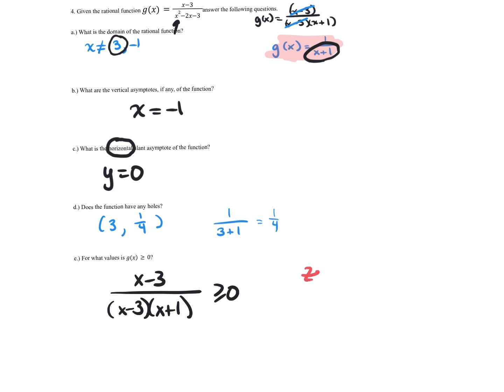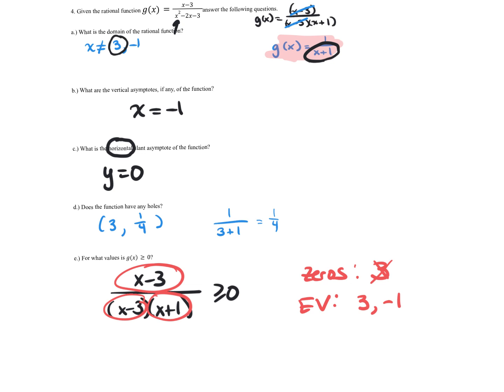So our sign chart, we look for zeros and we look for excluded values. Now in this case, zeros would be what makes the top 0, which is 3. And excluded values are what makes the bottom 0, which is 3 and negative 1. Now since 3 appears in both, we're going to count it as an excluded value and not worry about it as a 0. But for our purposes, it's going to be the same thing.